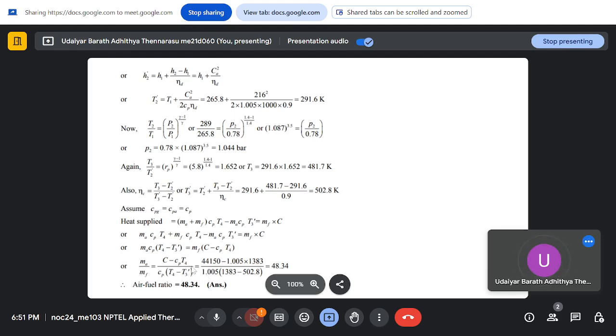So we are substituting, calorific value is 44150 minus your Cp of air is 1.005 into 1383, is the temperature at the turbine inlet. So that is your combustion chamber exit, divided by 1.005 into 1383 minus your inlet to the combustion chamber, which is at 502.8, which you have calculated from the compressor. So the compressor exit was 502.8. So substituting that, we get 48.34. So that is the air fuel ratio. So air fuel ratio is 48.34.